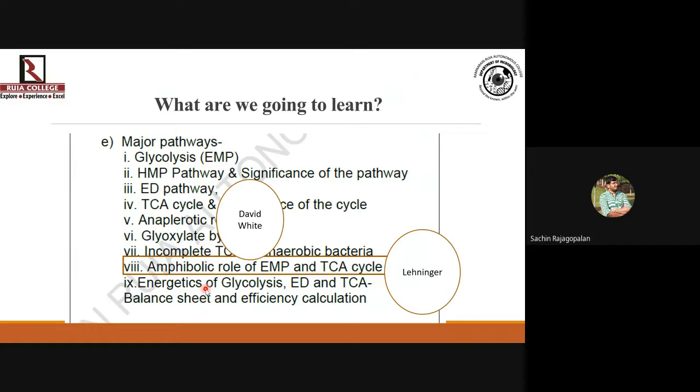Okay. Now this part you will get to read as far as the EMP pathway's amphibolic role is concerned. You will get to read it from David White. And TCA's amphibolic nature, you will get to read from Lehninger. So two separate books. For glycolysis's amphibolic nature, please refer to David White, while for TCA's amphibolic nature, you will refer to Lehninger. Please note that so that when you are reading it, you know which book to refer to.